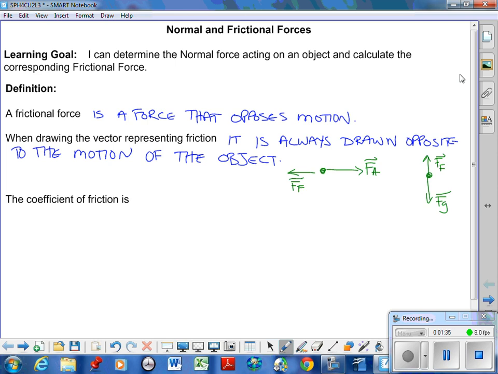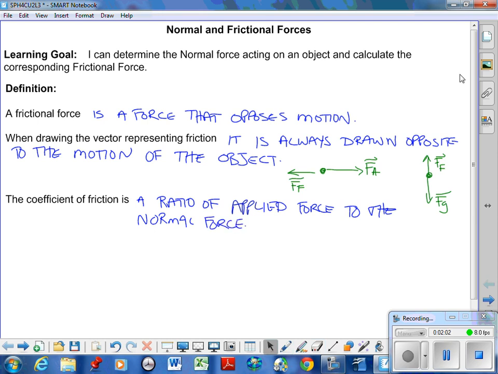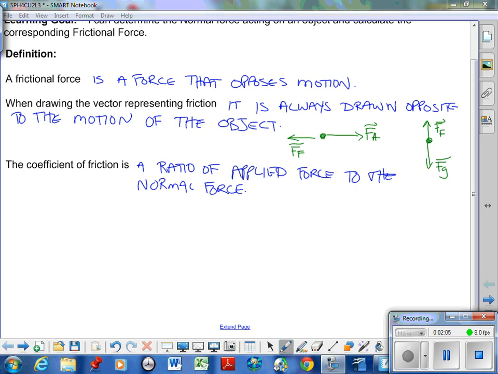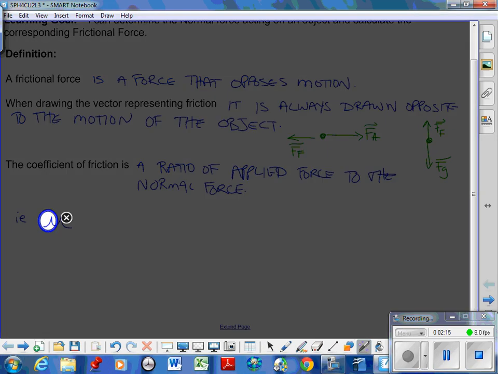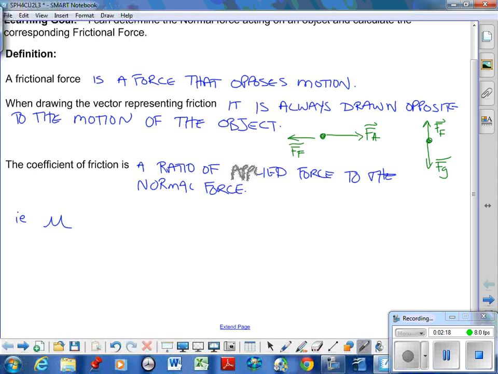So the coefficient of friction is a ratio of applied force to normal force. So that being said, we write it like this. It's a U with the tail on the front. So you draw a U and put that little tail on the front, and that is our coefficient of friction. So that's the symbol.